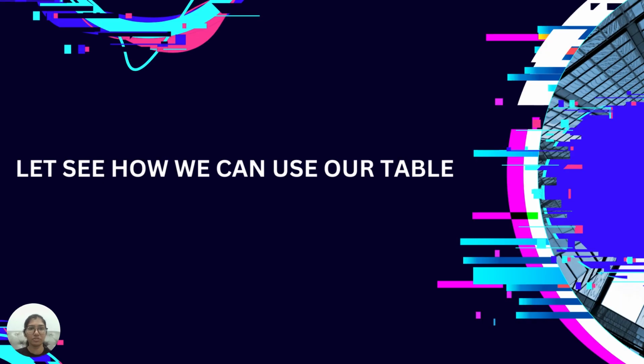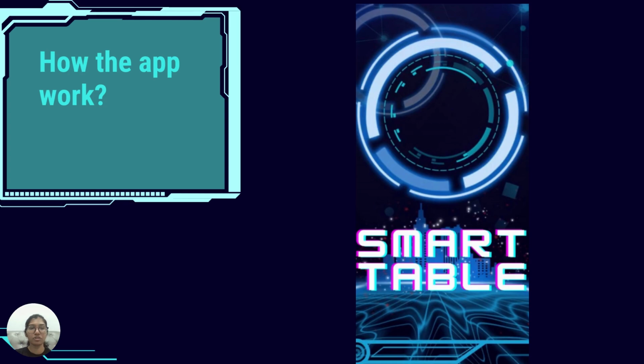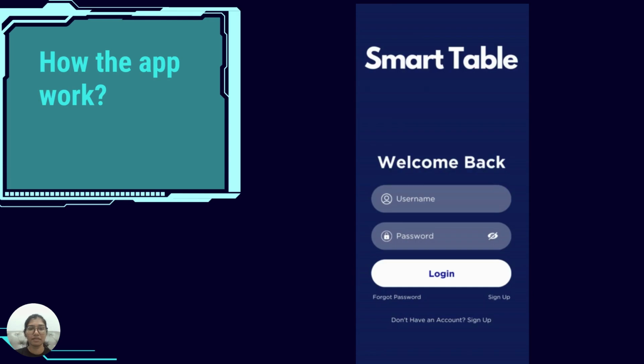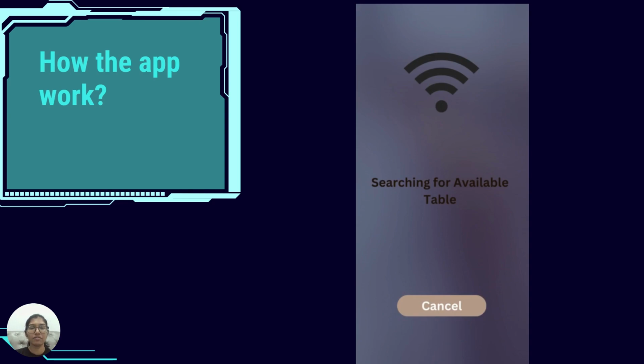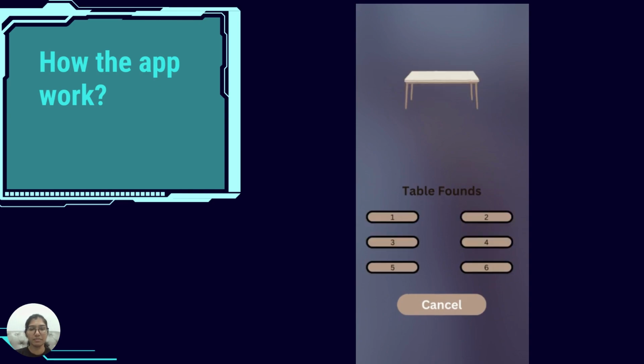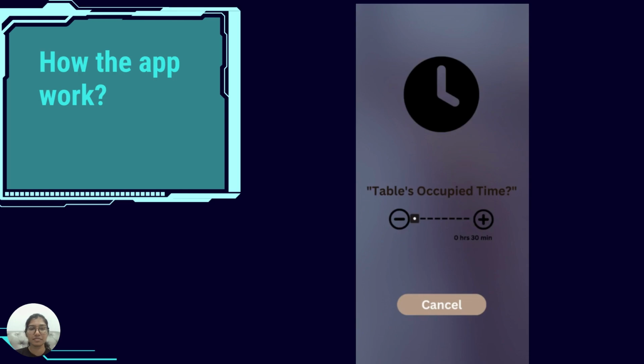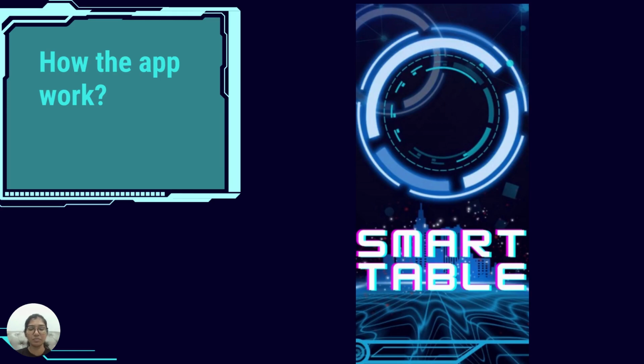Let's see how we can use our smart table. I'm going to show you how the app works as well. This is our app. First, we have to log in. First-timers have to create an account, and they have to connect with Wi-Fi or data to see the availability of tables. They choose the table they want to see and reserve it, and they set the occupied time for the table, and that's how the table is booked.